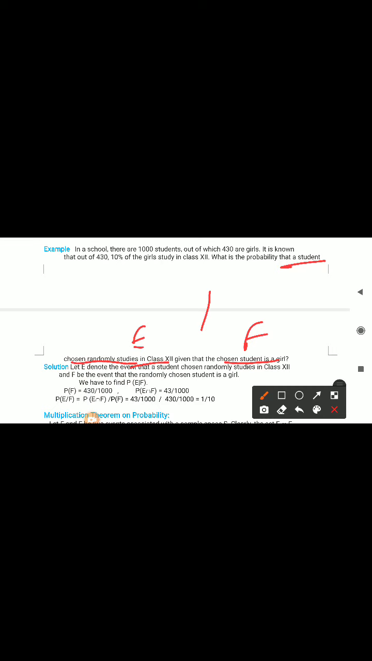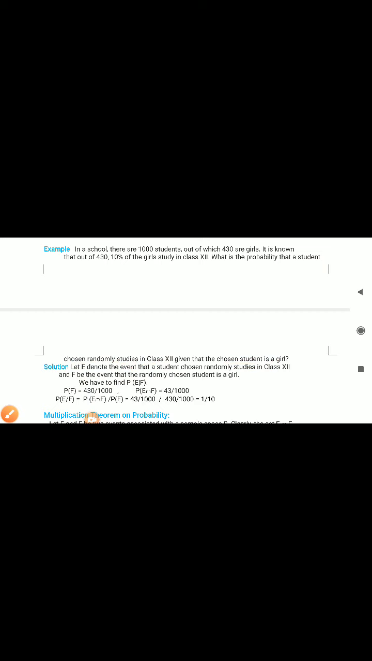Now you see here P(F) is equal to 430 upon 1000, and P(E intersection F), 10% of this, is 43 upon 1000. Now P(E oblique F), P(E intersection F) upon P(F), that is 43 upon 1000 divided by 430 upon 1000. So we get 1 by 10.